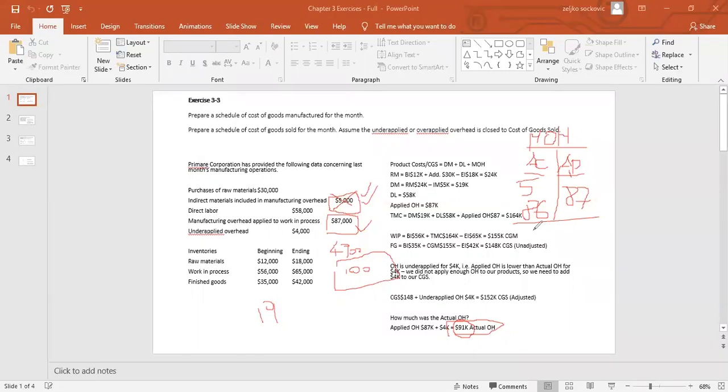So at the end of the period, you have 91 here, actual, and you have here 87. So you have a 4,000 difference, correct? As a debit. Now you have to bring it to the same level. You have to add 4,000 to this applied, meaning you have to add these 4 to cost of goods sold. So you end up with 152.